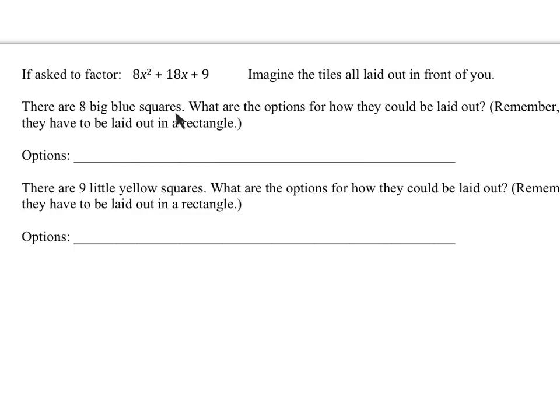So let's just think about if there are 8 big blue squares that we have to do, what are my options for how they can be laid out? Keeping in mind that they have to create a rectangle or a square. So one way to do it is I could do 4 by 2, 4 of them by 2 of them. Or I could do 8 by 1. Those are the only ways that I could lay out 8x squareds to create a rectangle.